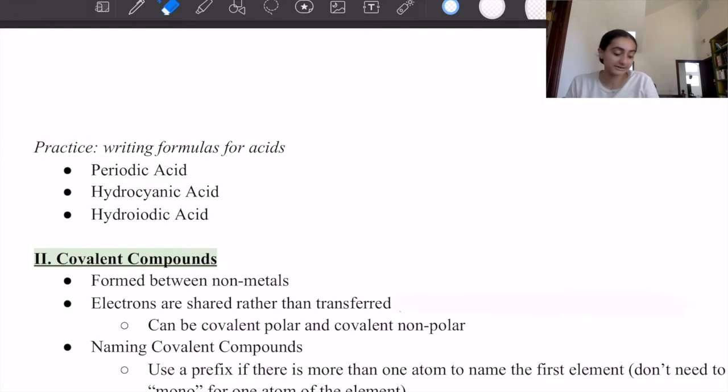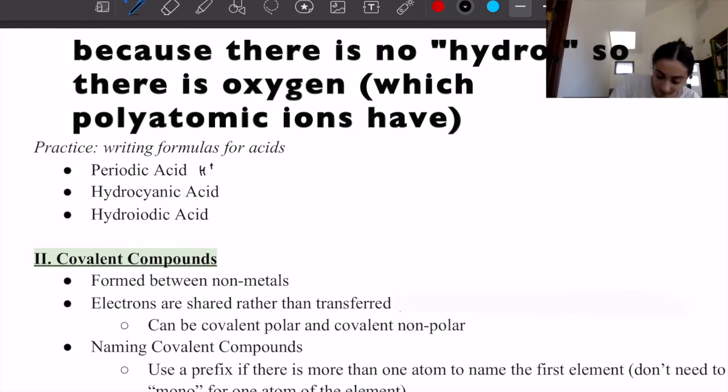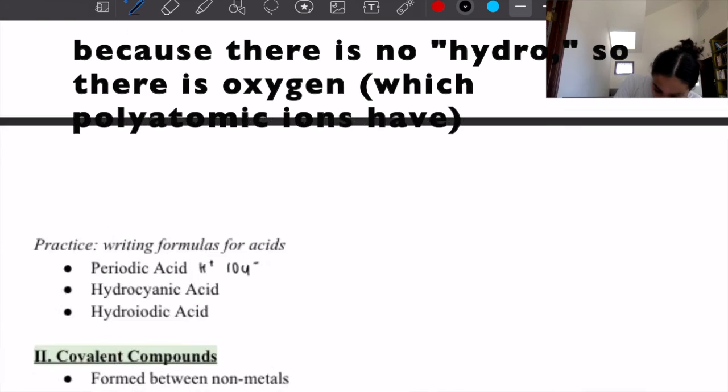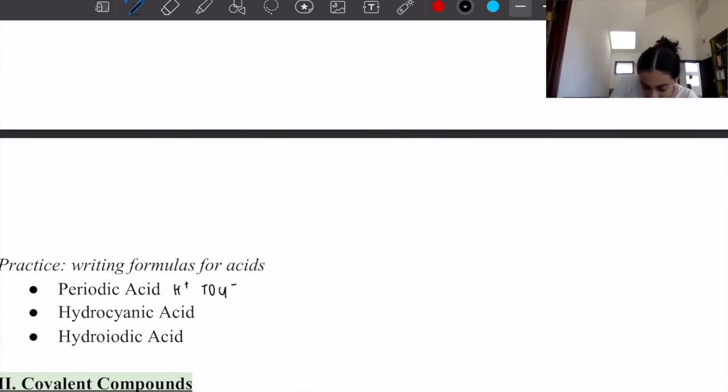Okay, so for our first example, we have periodic acid. So we are going to first write H plus, and we know the polyatomic ion is periodate. So I'm going to write IO4 minus, and then we are now going to balance the charges. We only need one of each. So I'm going to write my final answer as HIO4.